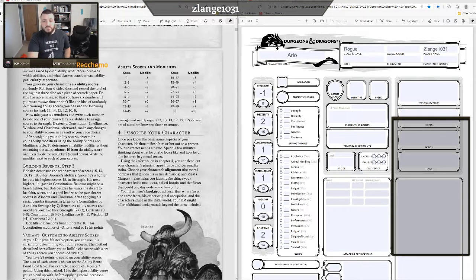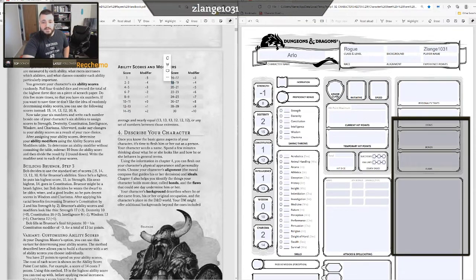Now, a trick that I learned back when I played 3.5 in high school is an easy way to figure out your modifier: take the score number, subtract 10, divide by 2. So, you subtract 10 from 15, you get 5. Divided by 2 is 2.5. Round down. That gives your modifier a plus 2.